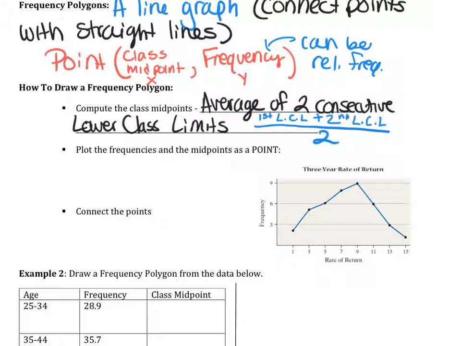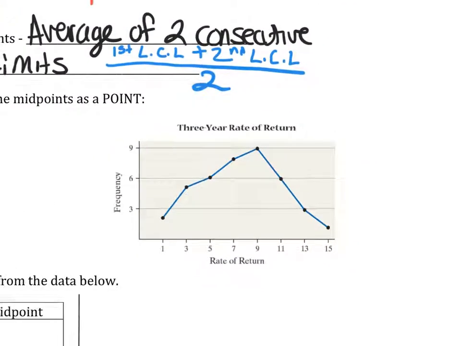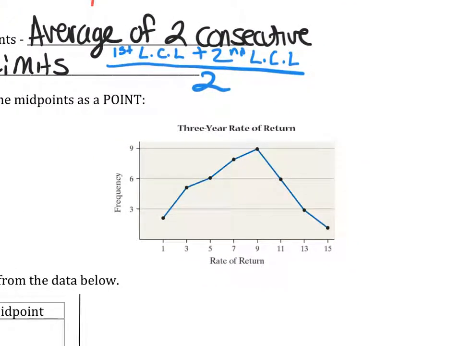Once you have the midpoints, then you just plot your frequency and midpoints as a point. So midpoint, frequency, midpoint, frequency, midpoint, frequency. Connect your dots, and then each point gets connected with a straight line. So from point to point is just one straight line, another straight line. So you're not doing a curve, you're not making it nice and smooth, it's just straight lines from point to point.